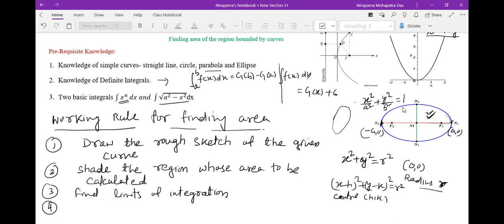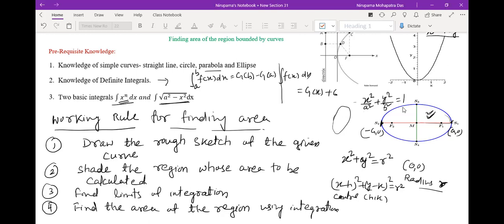The last step is to find the area of the region using integration. Here we have to apply the definite integral. As I said, we don't have to worry much, even if you are not very good in integration. You can still enjoy this topic because we need only two formulas. So not to worry, it's really a very good chapter.